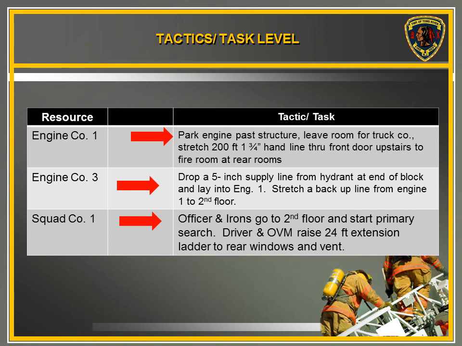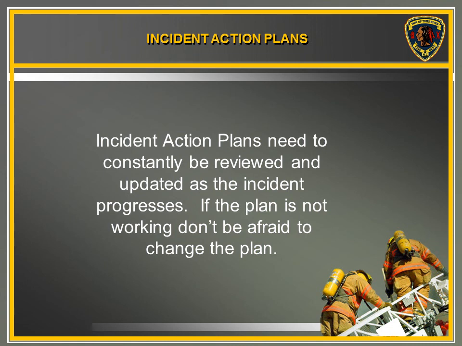Squad Company 1, his tactic is going to be the officer and the irons go to the second floor and start a primary search. The driver and the outside vent man raise a 24-foot extension ladder to the rear windows and start ventilation. So those are all examples of the objective being given to the resource and then the resource using a tactic to complete the objective. And again, the incident action plans need to be constantly reviewed and updated as the incident progresses. If the plan is not working, do not be afraid to change the plan.